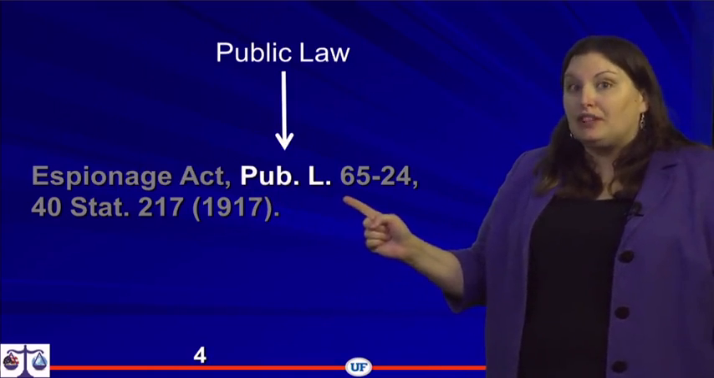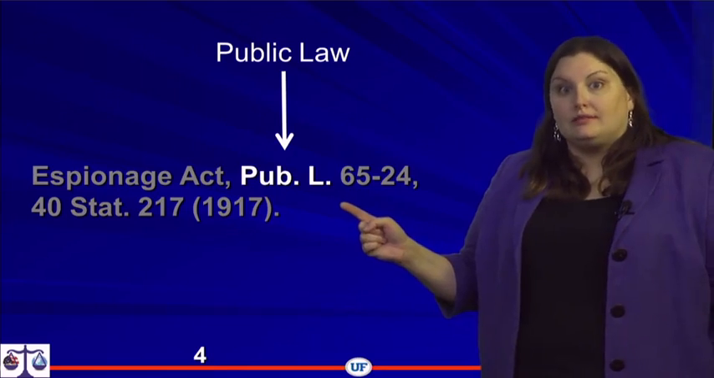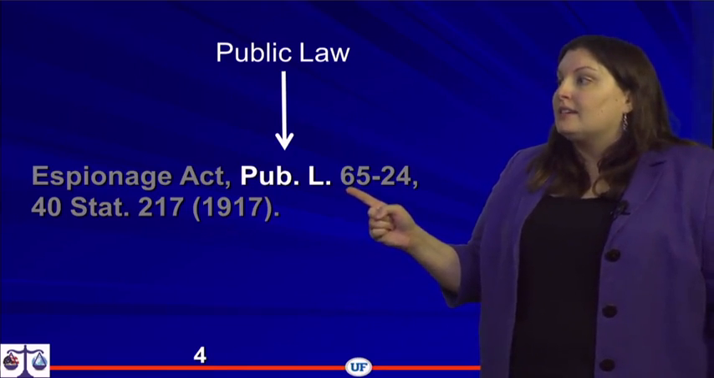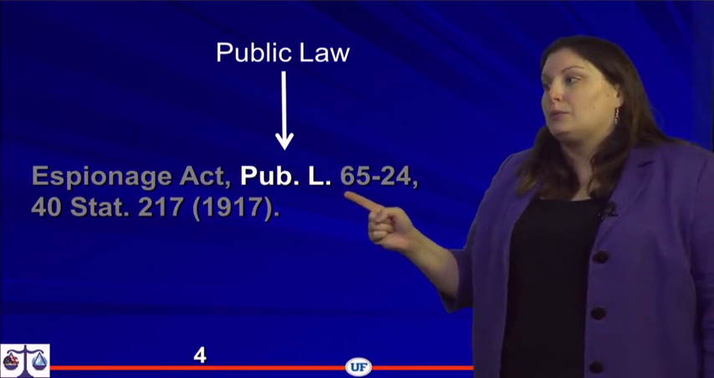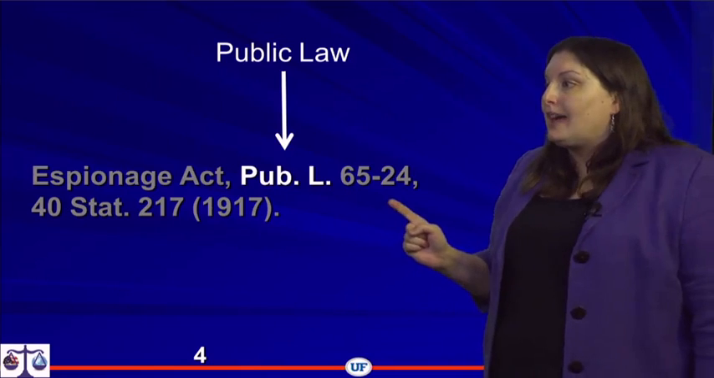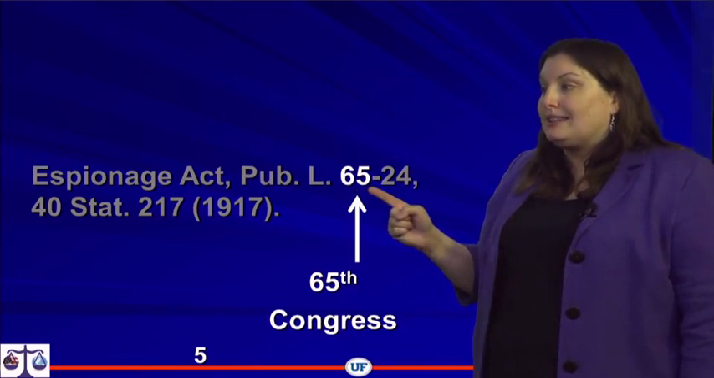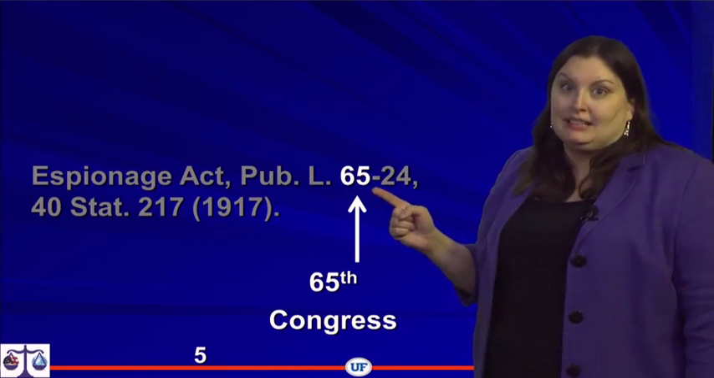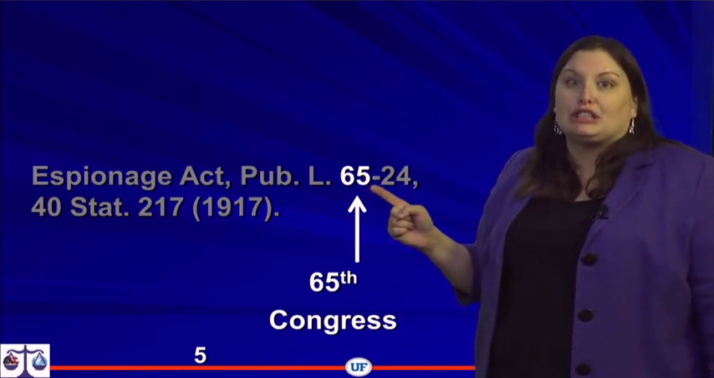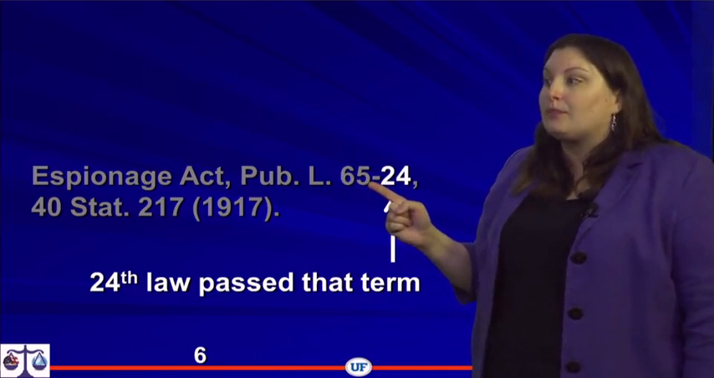Next, we have the abbreviation for public law. So this tells you it's a public law, not a private law, and that this is the first way that the statute was published. We go then to number 65. This tells you that this act was passed by the 65th Congress, not the 64th or the 101st. It's a way of dating the statute.